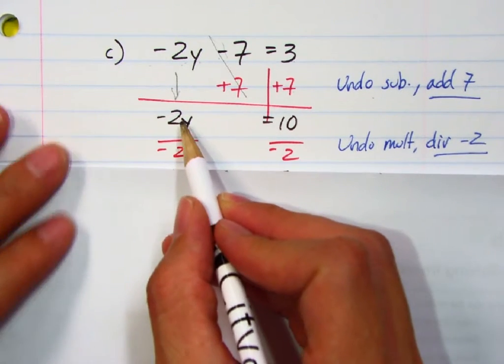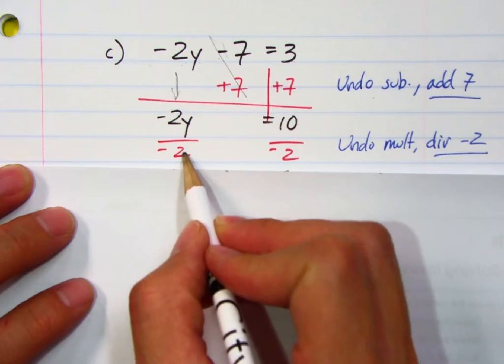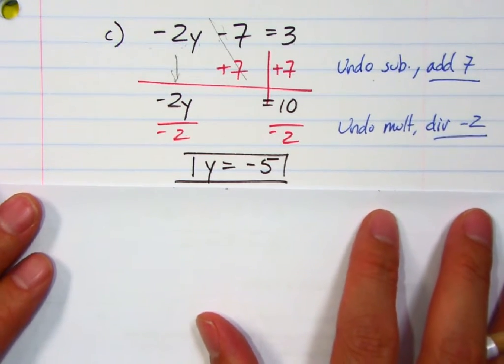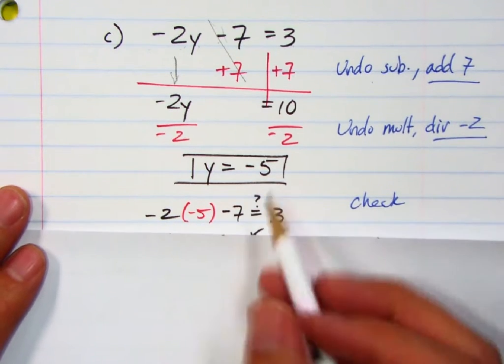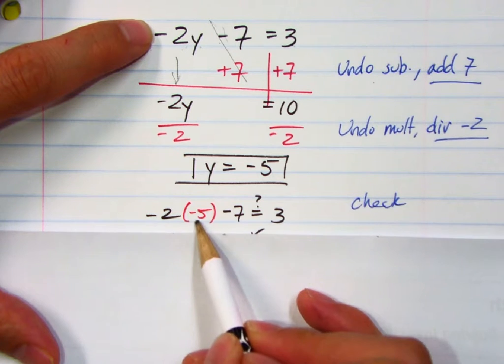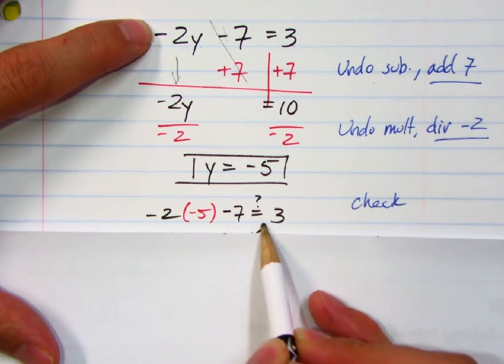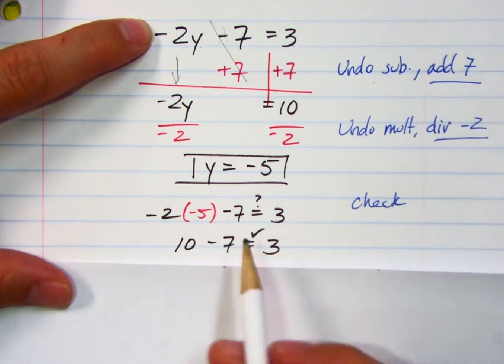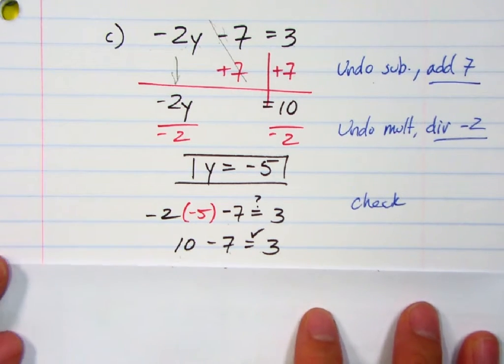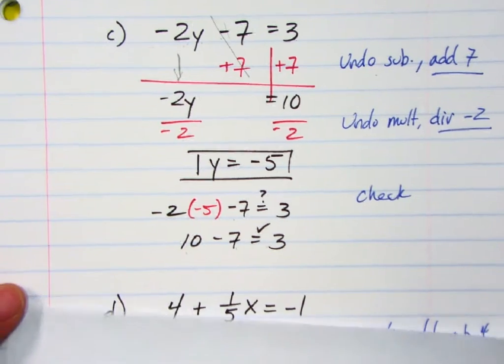This time I divide by the coefficient, which is negative 2, on both sides, and I find out my answer is negative 5. Okay, so I'm going to plug it back into the original equation. Negative 2 times negative 5 is 10, minus 7, does that equal 3? Well, let's find out. Does 10 minus 7 equal 3? It does.